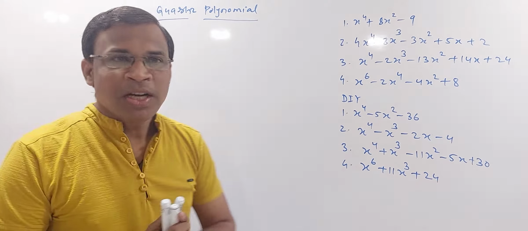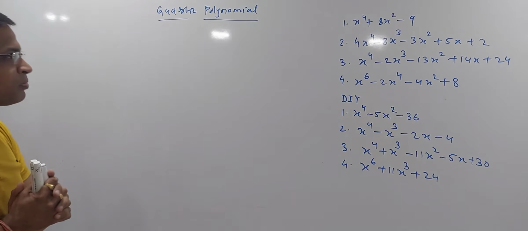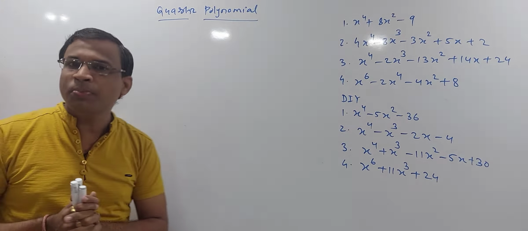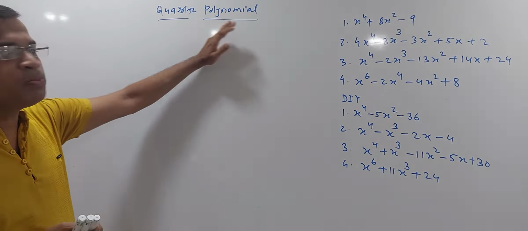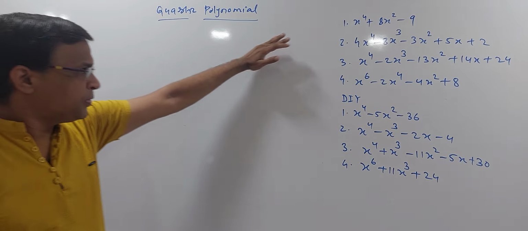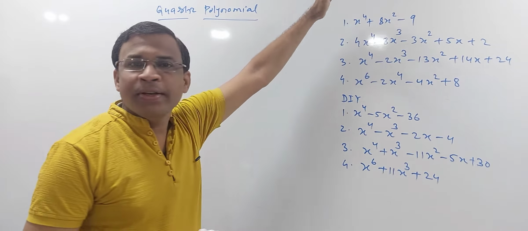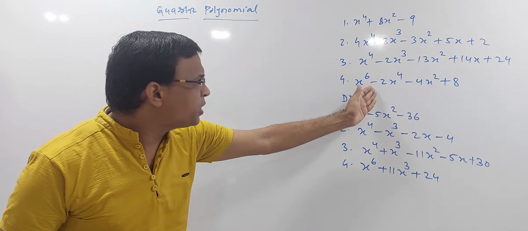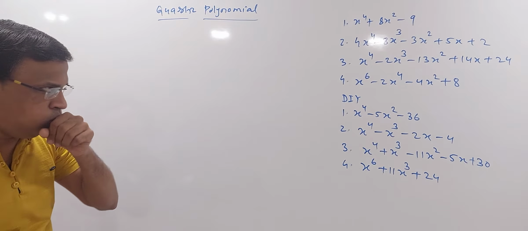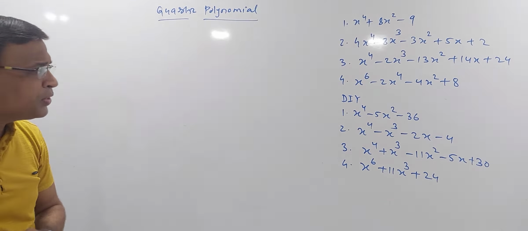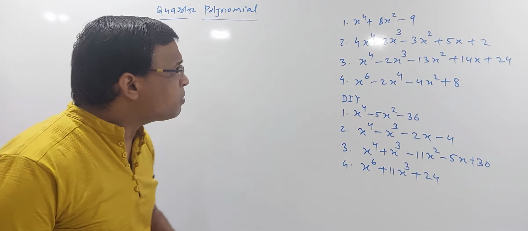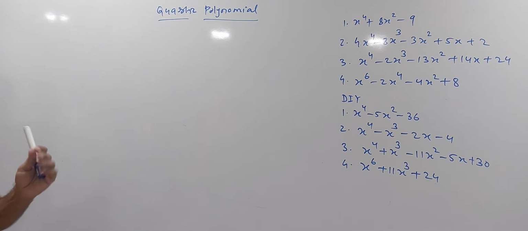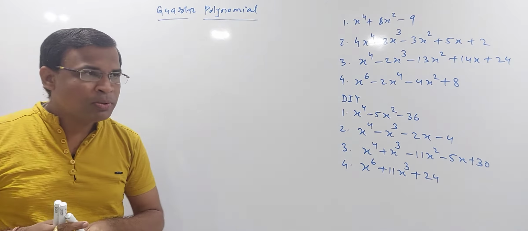We'll continue with the next set of questions on polynomials, that is, quartic polynomials. Quartic polynomial means a polynomial whose degree is 4. I also took one question where the degree is 6, because there is not much difference in this. So let us try this set of questions, and with this the polynomial series will be over.